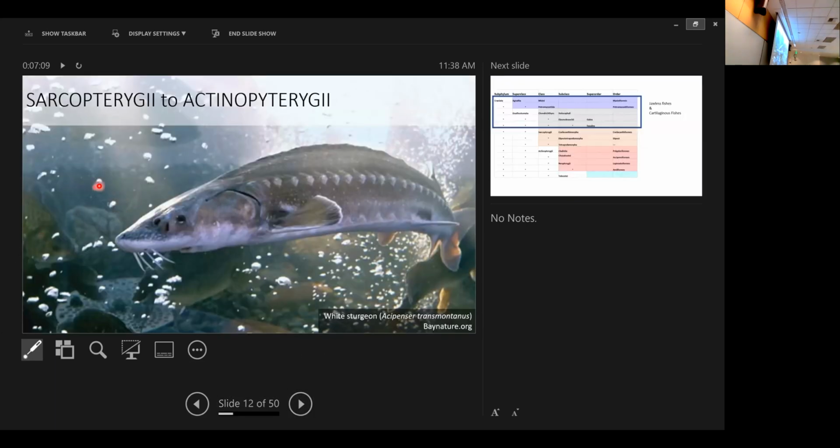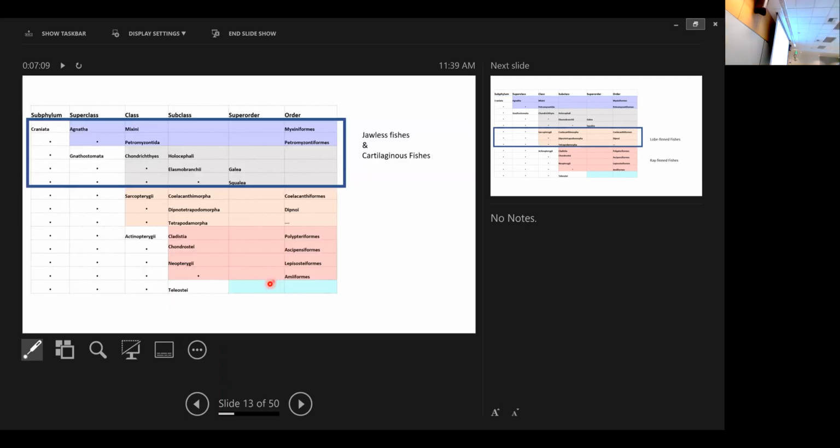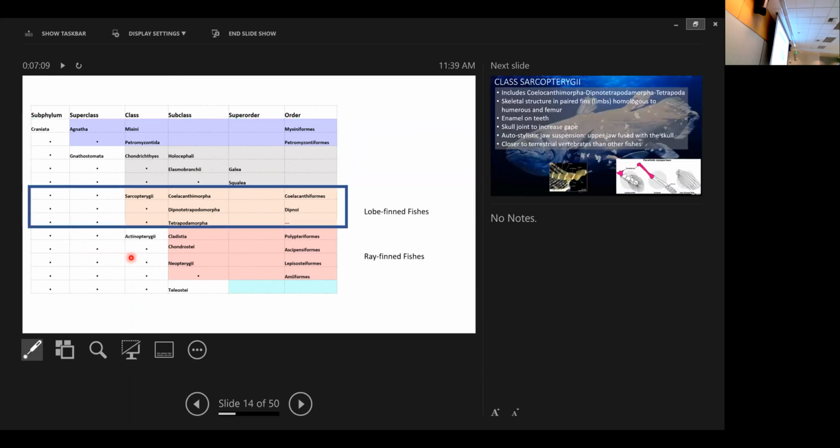Okay, onward. Sarcopterygii to Actinopterygii. We're going to go through a bit of an evolutionary spurt here. We're finished with most of these ancient fish, and now we're going to look at the transitional fishes to the new modifications that characterize what we call fish most commonly. We just finished the jawless fishes and the cartilaginous fishes, and we're going into Sarcopterygians, which include coelacanths, the Dipnotetrapodomorpha, or dipnoi, which are the lungfish, and the tetrapods, which you'll have to get somewhere else.